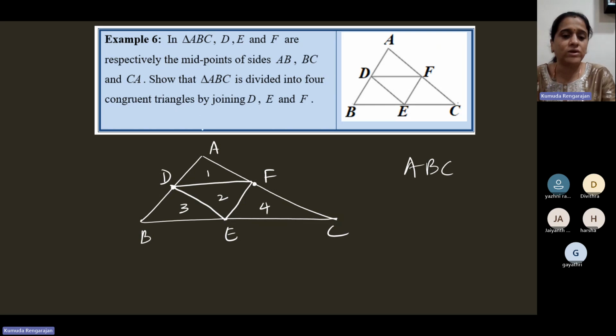These four triangles, triangle 1, triangle 2, triangle 3, and triangle 4, are congruent to each other. Congruent meaning identical. So if you have a chocolate in the shape of ABC, and you want to divide this into 4 equal pieces, then just take a scale, mark the midpoint of this side, mark the midpoint of this side, mark the midpoint of this side, and cut it along this, and along this. You would have cut it into 4 equal pieces.